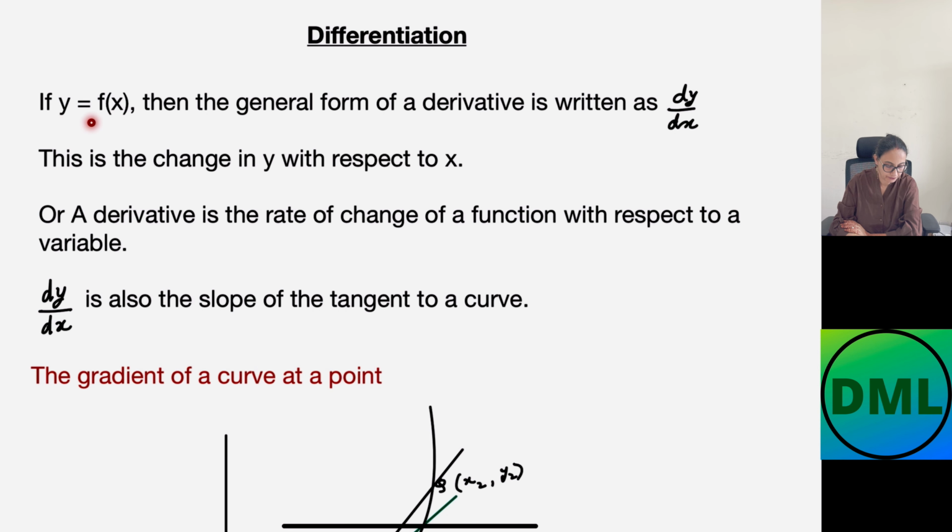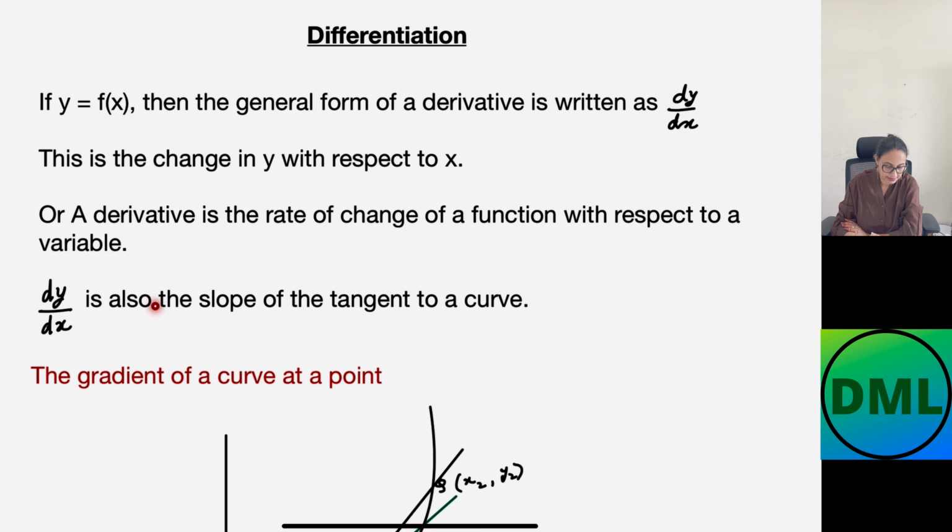Differentiation. If y is equal to f(x), then the general form of a derivative is called dy by dx. This is the change in y with respect to x, or a derivative is the rate of change of a function with respect to a variable. In that case, y is our function and the variable is x. With x, we are differentiating our function.